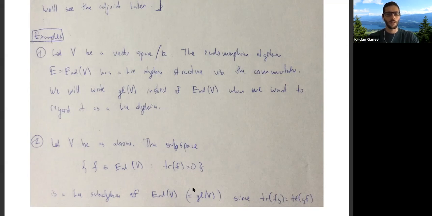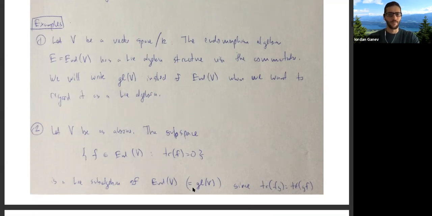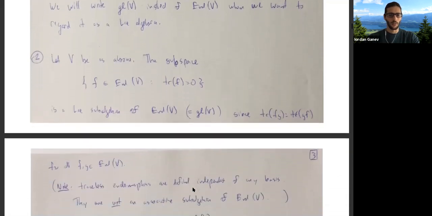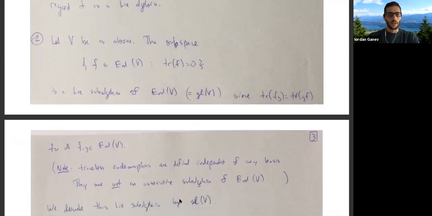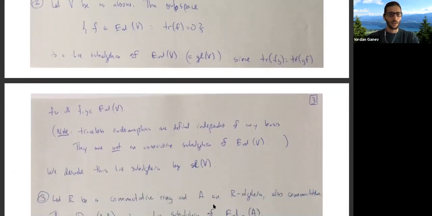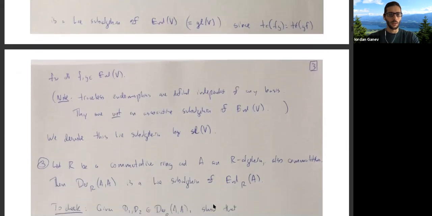Because of that, this is a Lie algebra, but it's not an associative subalgebra. So in some sense, it's easier to be a Lie subalgebra than it is to be an associative subalgebra. Traceless endomorphisms are defined independent of any basis, and they do not form an associative algebra, like I said. Okay, and this Lie algebra is also special, and it also deserves a name. Let's call it SL of V. We'll see why this is the right name later on.